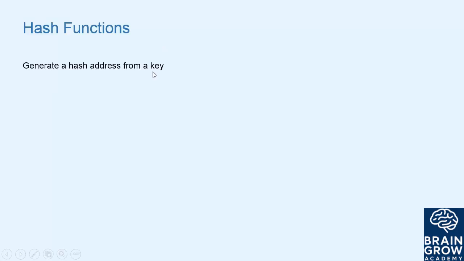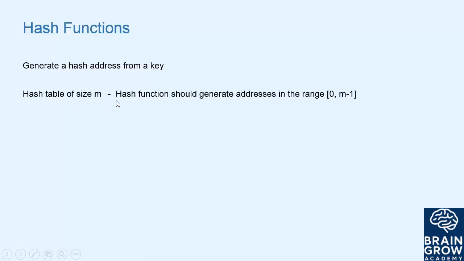We have seen that a hash function is used to generate a hash address from a key. Now let's see some basic properties that a hash function should have. If we have a hash table of size m, then our hash function should generate addresses in the range 0 to m-1. A hash function should be deterministic, which means that for a given key, it must always generate the same hash address. A hash function should be easily computable. It should not take very long to compute.